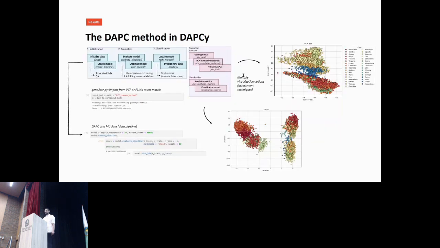The DAPC method is implemented as a machine learning instance in which users can create a new instance of the model and specify a number of principal components to test. For evaluation, DAPCy offers automated functions to assess the accuracy of the DAPC method and select based on a cross-validation scheme. With the obtained results, users can then visualize the PCA plots or the LDA plots from the DAPCy outcomes.